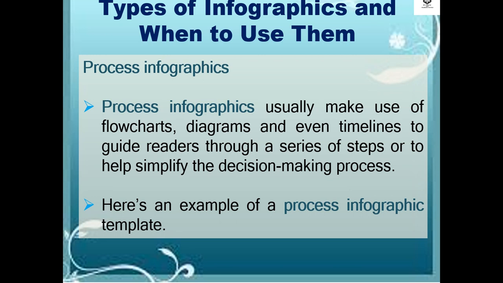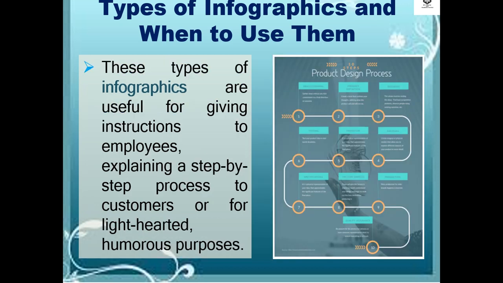Another type is the process infographics. Process infographics usually make use of flowcharts, diagrams, and even timelines to guide readers through a series of steps or to help simplify the decision-making process. Here's an example of a process infographic template. These types of infographics are useful for giving instructions to employees, explaining a step-by-step process to customers, or for light-hearted, humorous purposes.